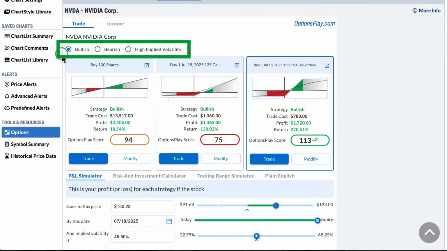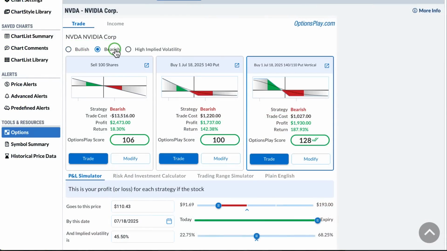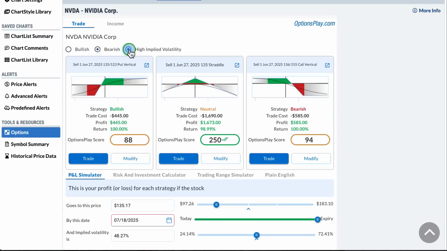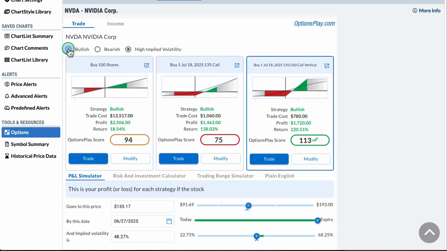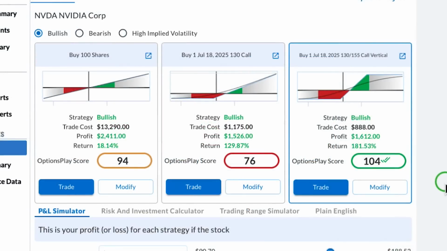And then there are some checkboxes above the graphs. One says bullish, the other says bearish, and we've also got high implied volatility. It seems like things kind of flip, right? It starts out in bullish, and it seems like they flip when I click on the bearish one, but it's not an exact flip. When should I use the bullish? When should I use the bearish?